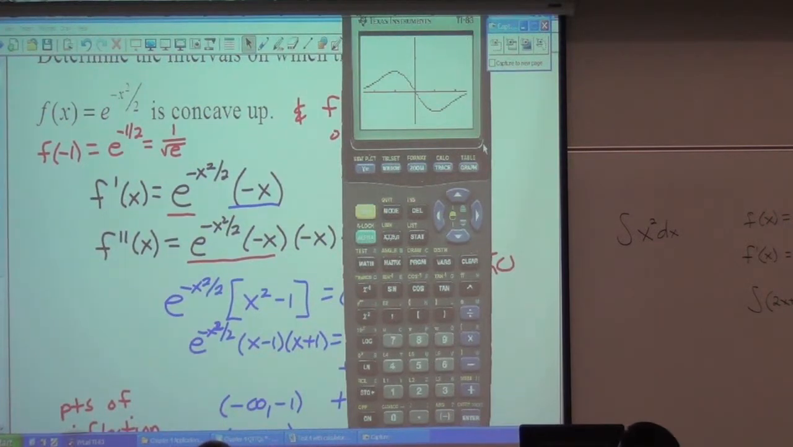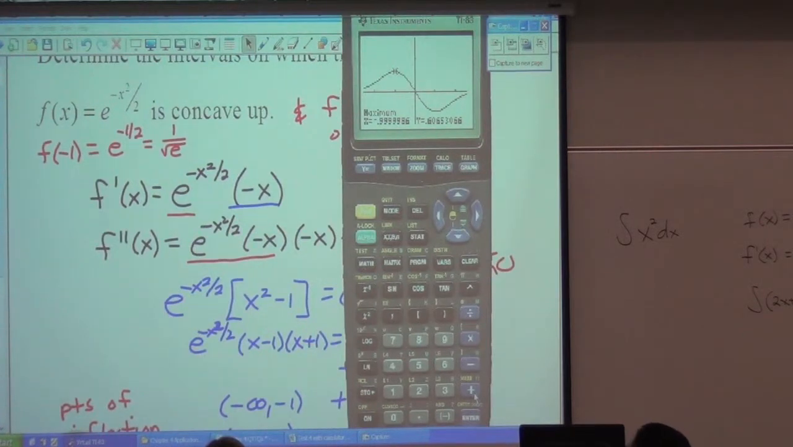Where does it have a maximum? Second calc, I'll do maximum. And I'll move the cursor to the left. Just get past that highest point, hit enter, and move to the right. Hit enter, and enter again. So when x is negative 0.999, it's really negative 1. I don't know why the calculator does that. But it's interesting where the first derivative changes direction, the second derivative is 0.